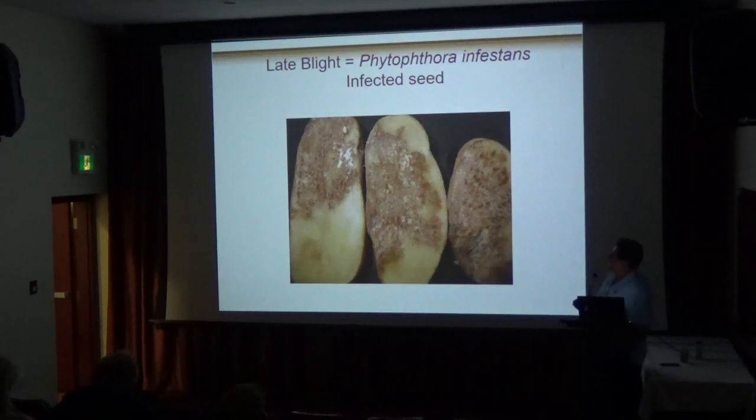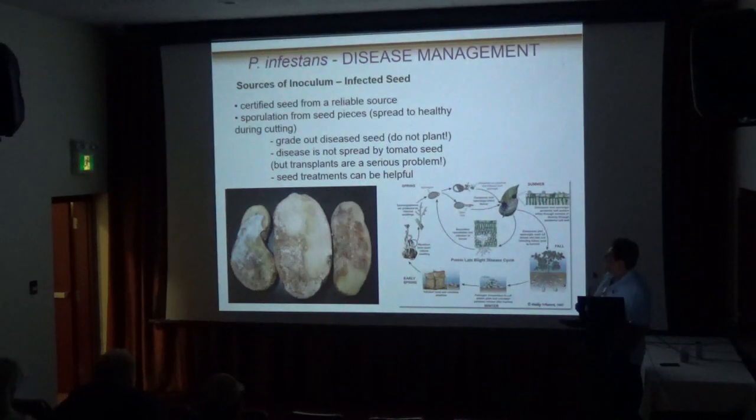But certainly you can get infected seed with blight, and usually knowing if there was blight in the field where your seed comes from would be pretty important in that situation. And you can get sporulating from an infected seed piece during cutting, and then that's spreading to the other seed pieces during the cutting process. But we do have some new seed treatments to help manage that. Things based on Reldan are pretty good at preventing the spread of spores of late blight during the cutting process. So that's something to note.